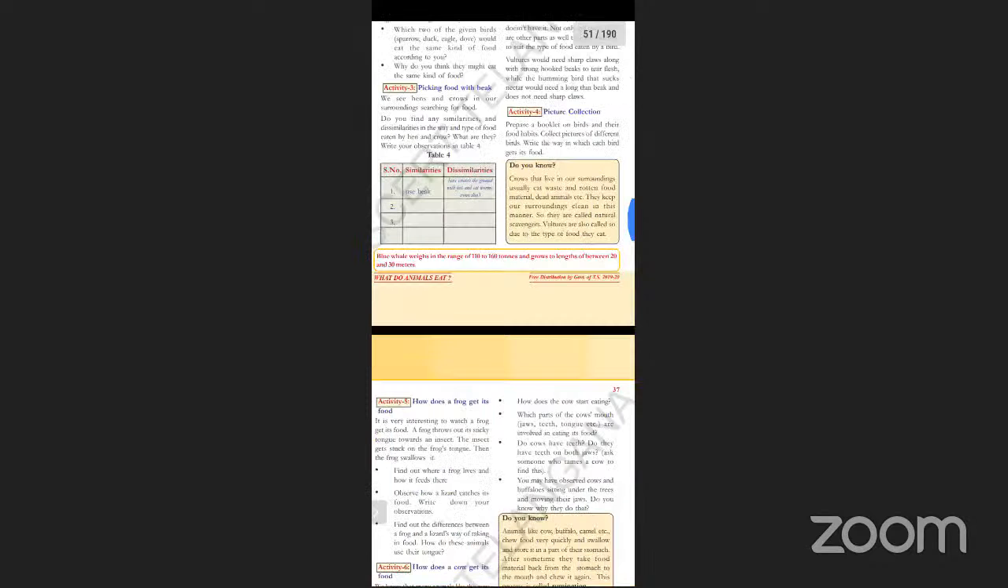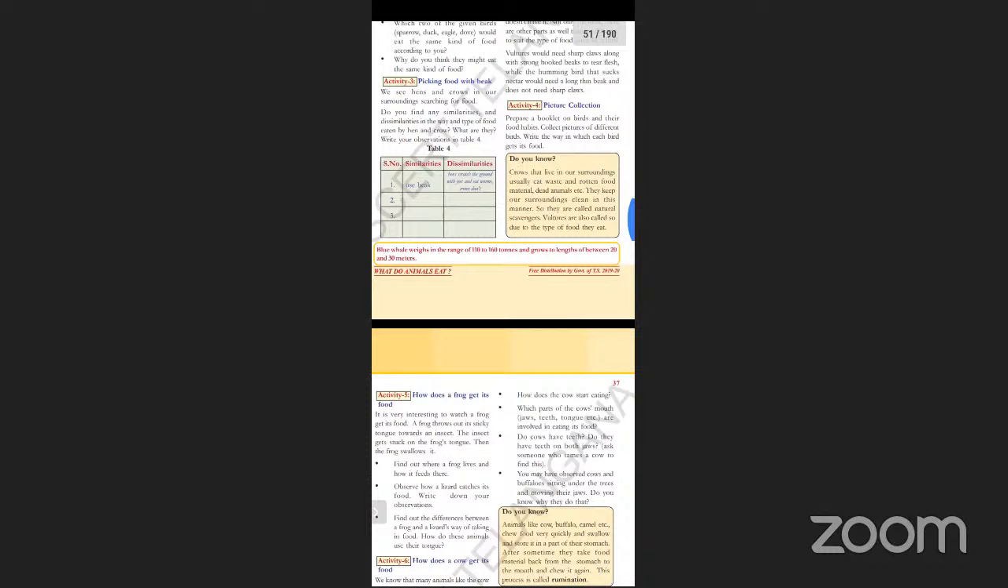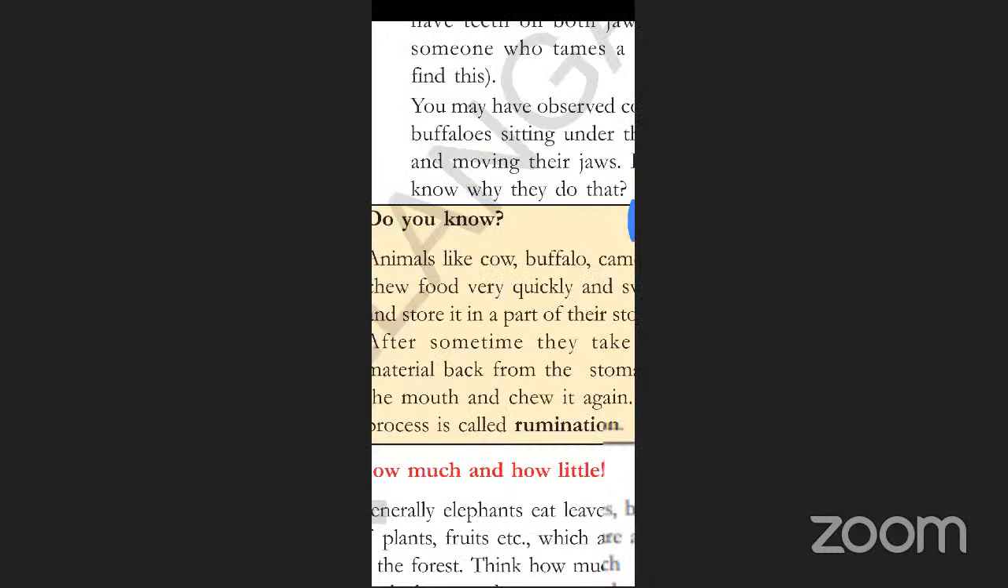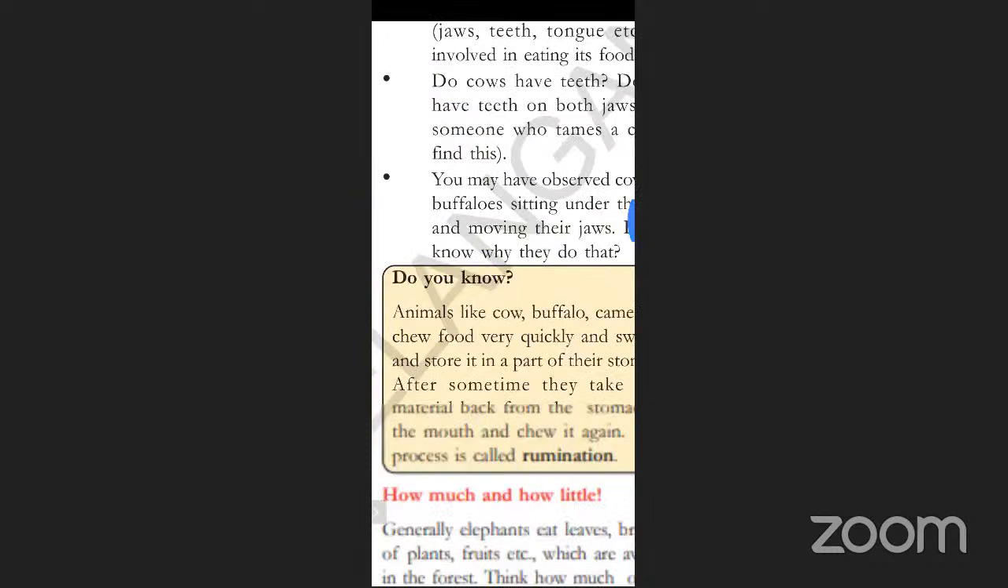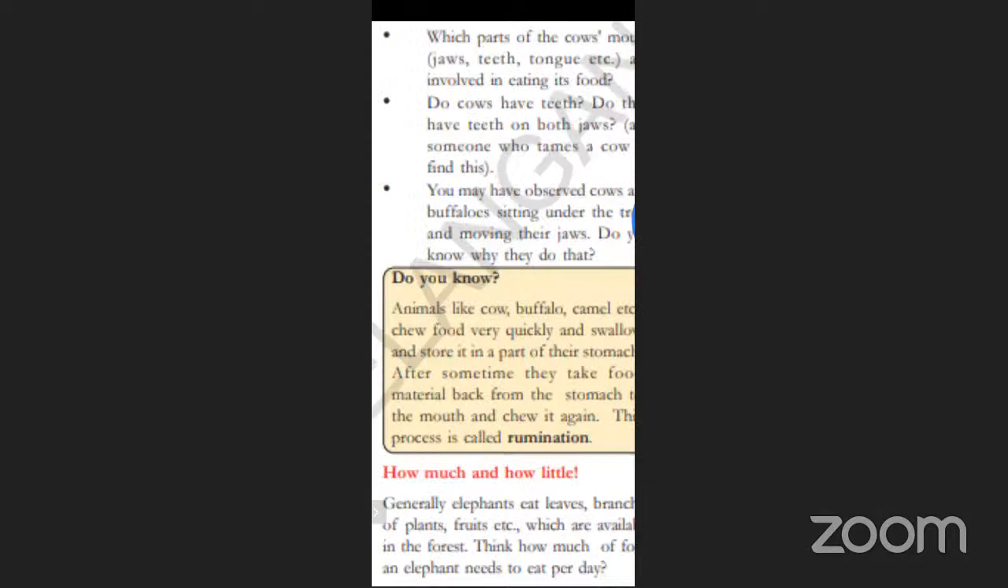See, rumination. Okay, so all of you write this answer in the pair note. Clear? Now how will a dog get its food? How will a dog get its food, Nana?